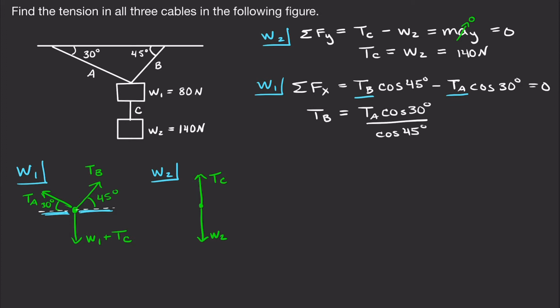And so cosine of 30 over cosine of 45, that's just a number. Sine and cosine of an angle just gives you some decimal that tells you some component of your force. And so this is just a number, and when I plug it in my calculator, I get 1.225 times TA. Okay, so this tells us how TB and TA are related, and that will help us solve for the tension.